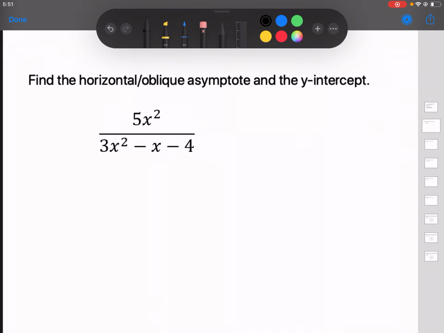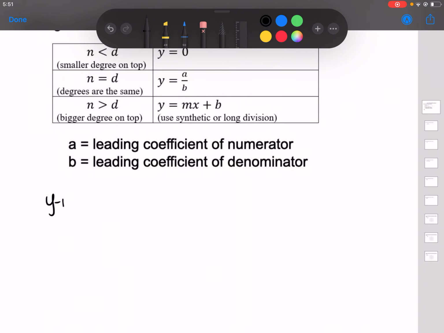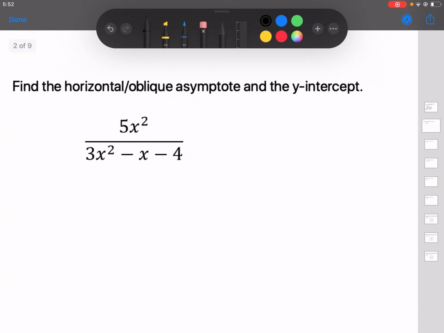Also, just as a side note, we're going to find y-intercepts. That wasn't on the main page, but let's review that. To find a y-intercept, just remember you're plugging 0 in for all the x's. So pretty easy. We've done it a few times this year already. So let's go ahead and find horizontal or oblique asymptote first, then we'll find y-intercept.